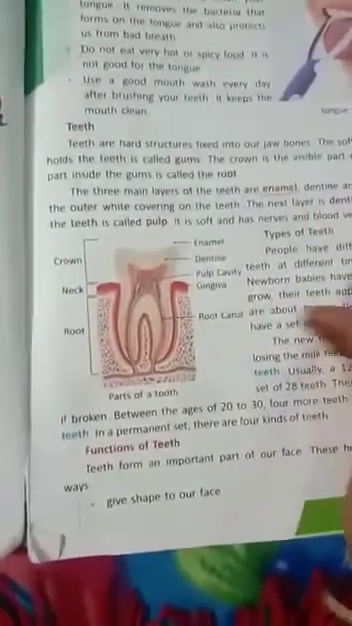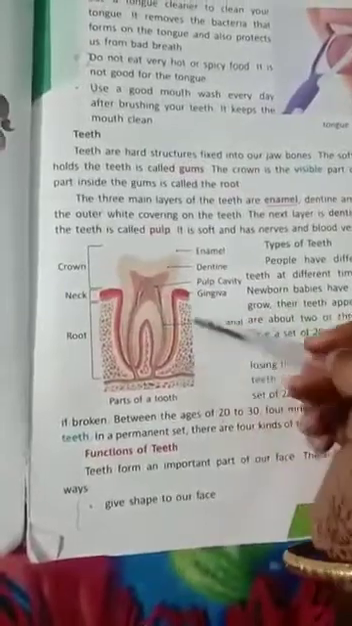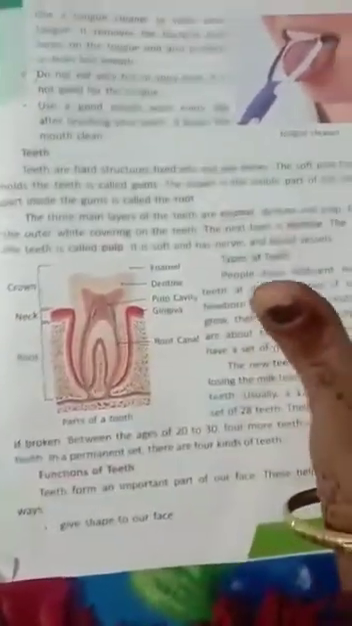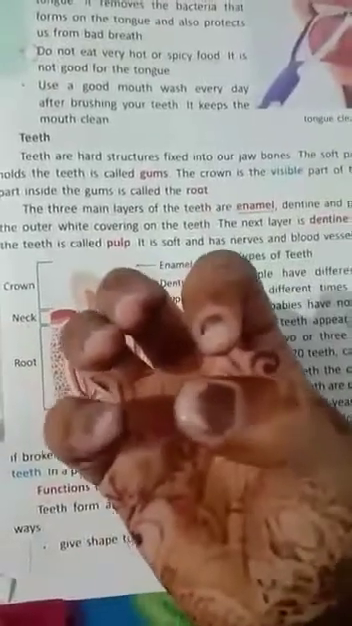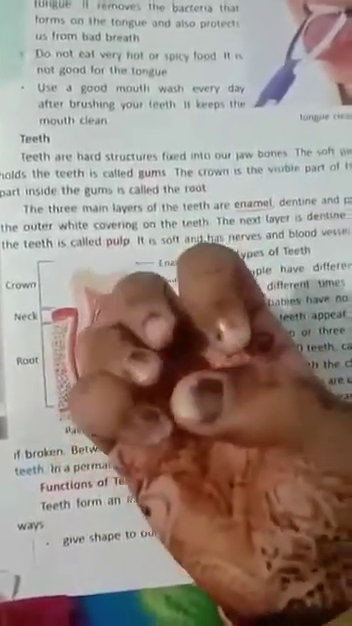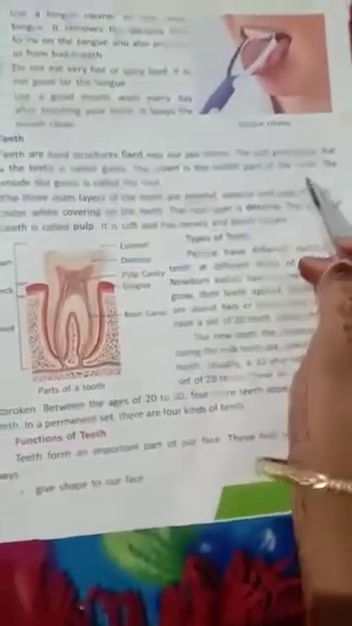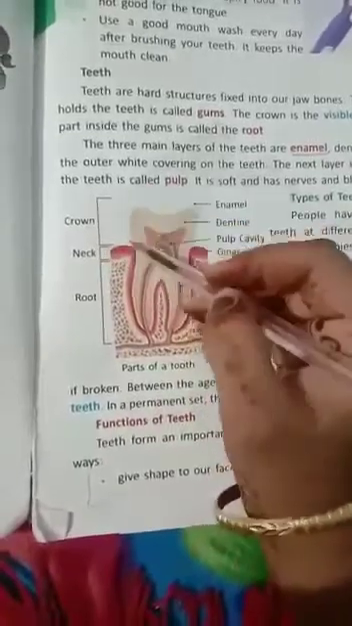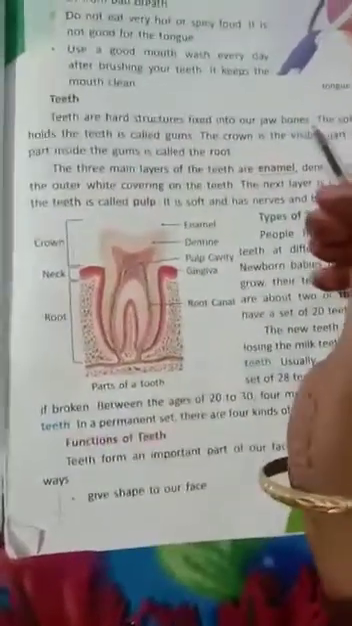See here, this is our mouth. Oh sorry, this is our teeth part. The soft pink tissue that holds our teeth, that is gums, which hold our teeth. So the crown is the visible part of the teeth. Here on the upper side you have to see there is a crown part. This white part is the crown part.